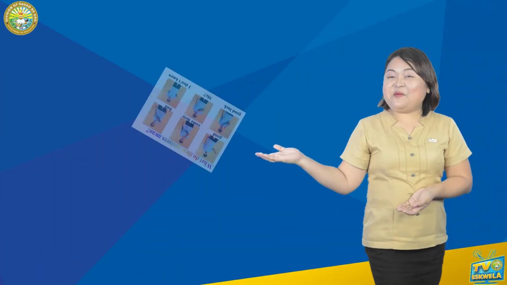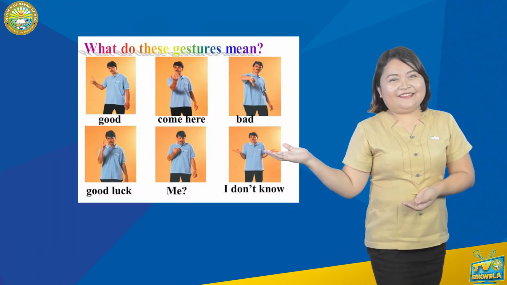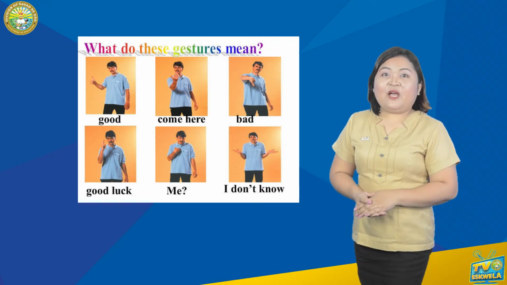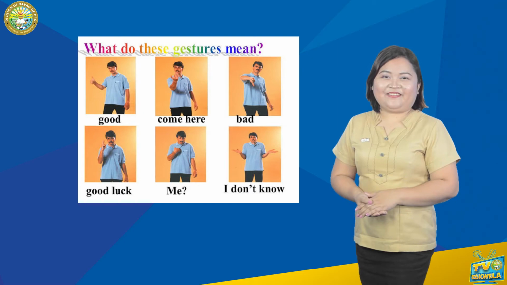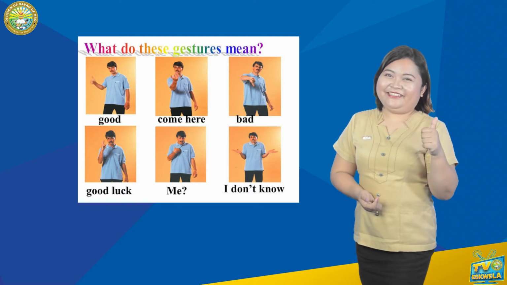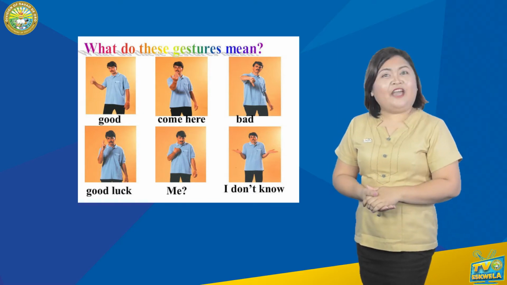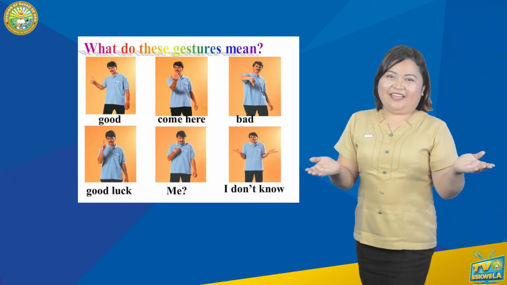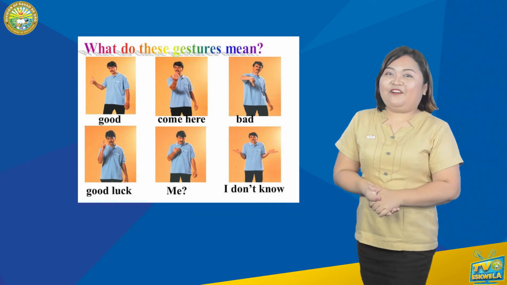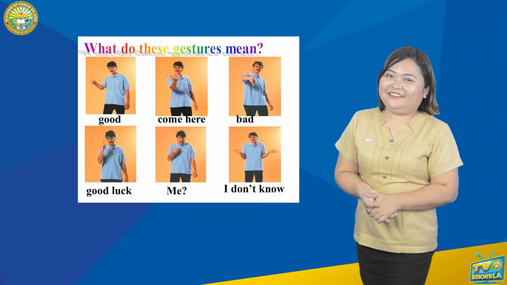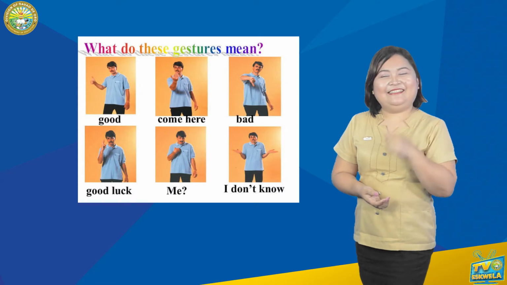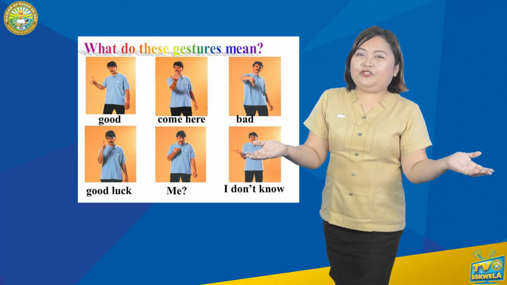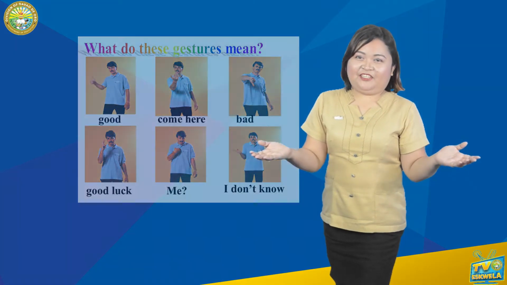I have here pictures. Which among the pictures means come here? Very good. How about I don't know? You are correct. How about good? Splendid. These are some of the common gestures we usually use in oral communication.